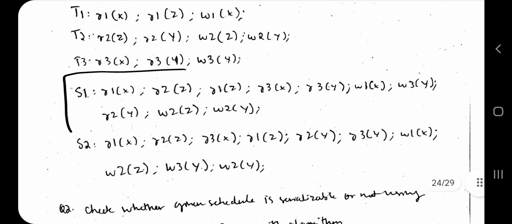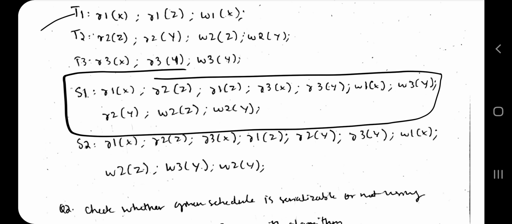This is given in question S1. How many transactions do we have? T1, T2 and T3. So we will first write here T1, T2, T3. This is just for S1. After that, you will write in the order.